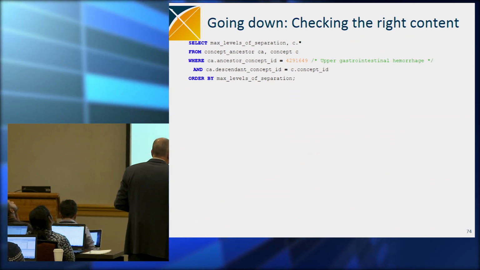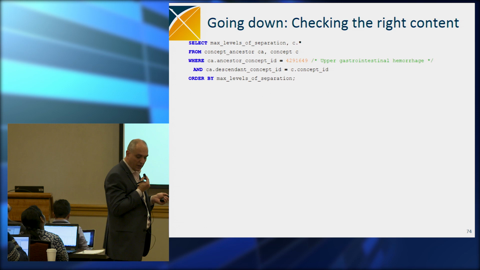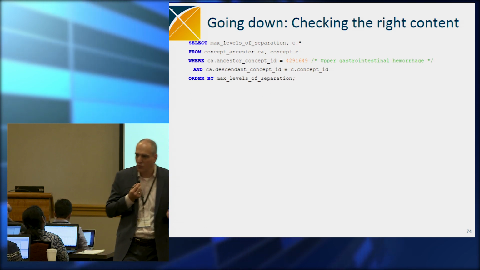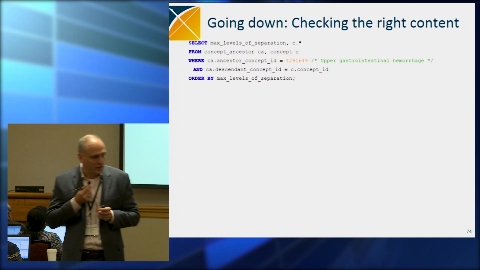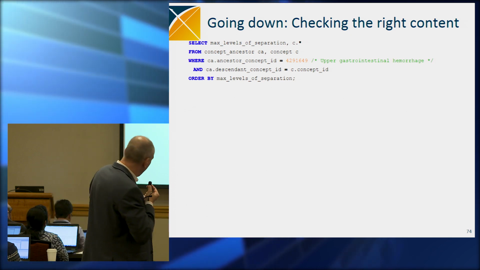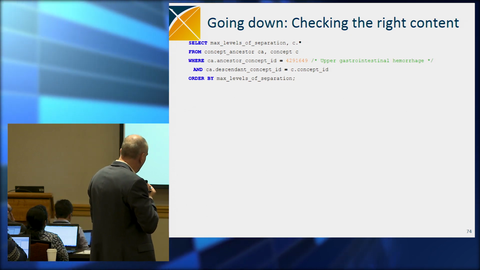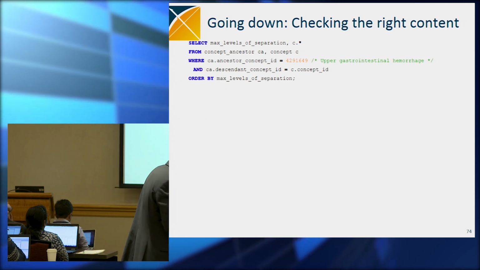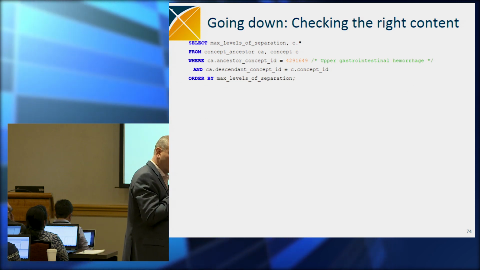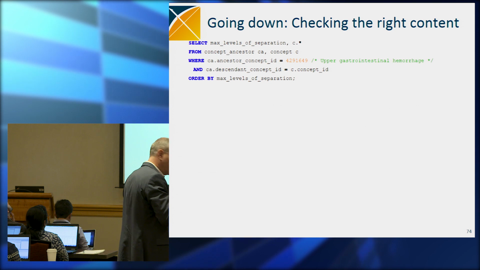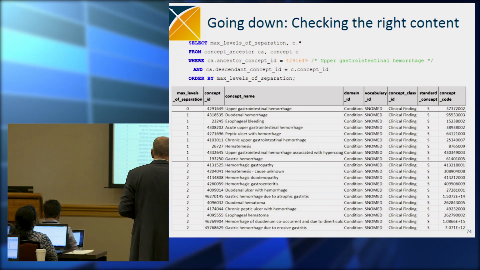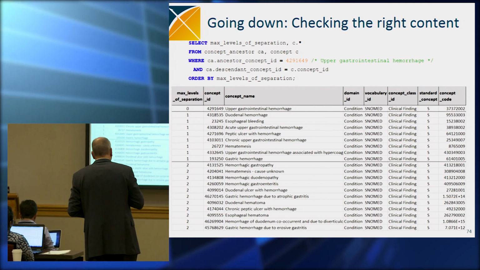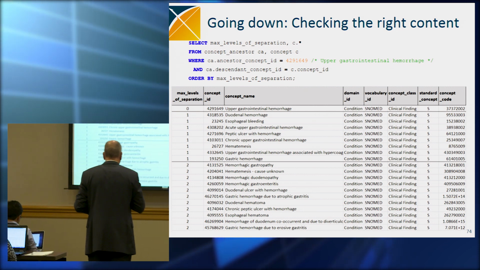Same thing, we can go down. We can check out this upper gastric hemorrhage and see whether it really contains the conditions that we think it should contain. Or you go to a physician and say, is this the right thing? And they say, yeah, sounds right. And say, can you check out the children, whether the descendants are also right? Do you really want all those diseases? Again, hold the ancestor, sorry, and check out the descendants.